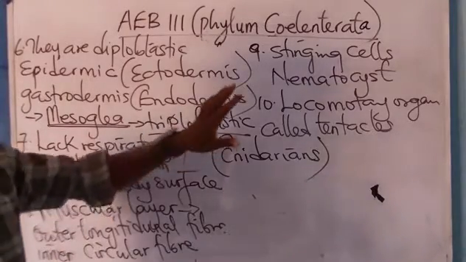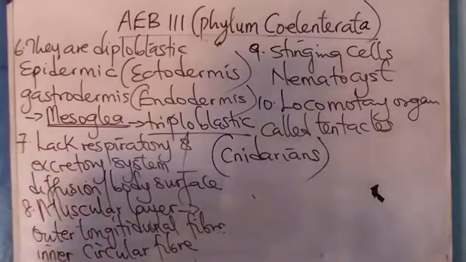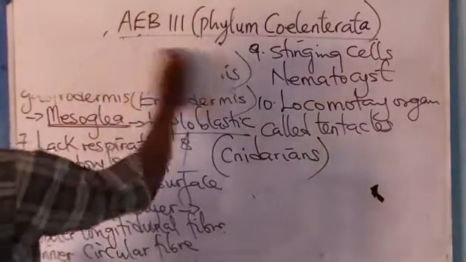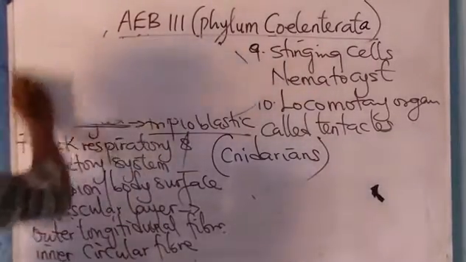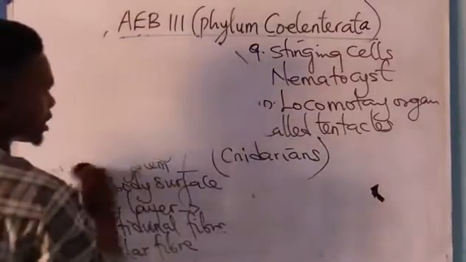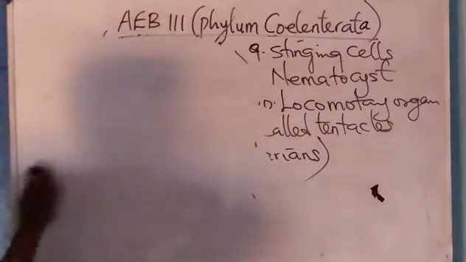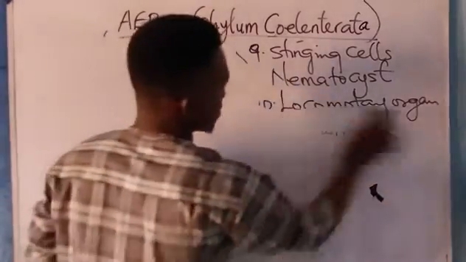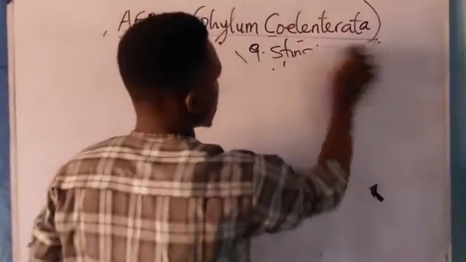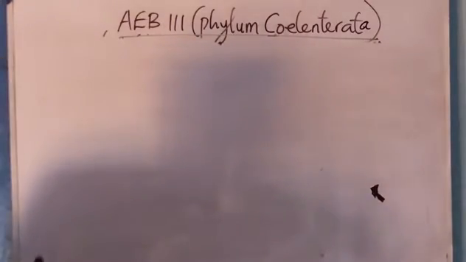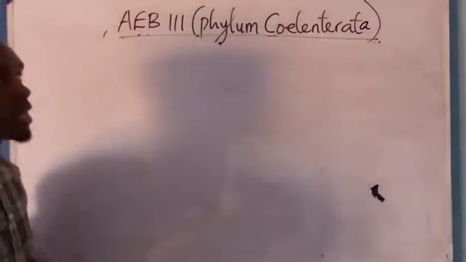Now, the next thing we are going to be taking are the classes of the cnidarians. We have 4 classes of cnidarians. Okay, because of time, I'll be taking one. Then in our next class, we'll be taking the other 3 classes. Now I've given us the general characteristics of cnidarians.